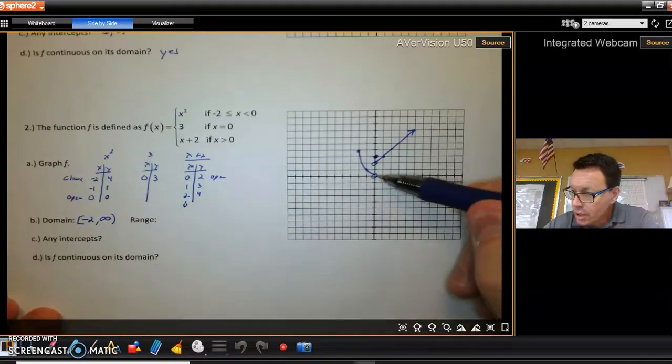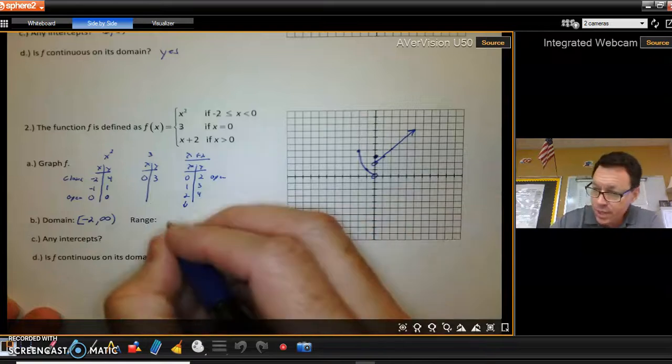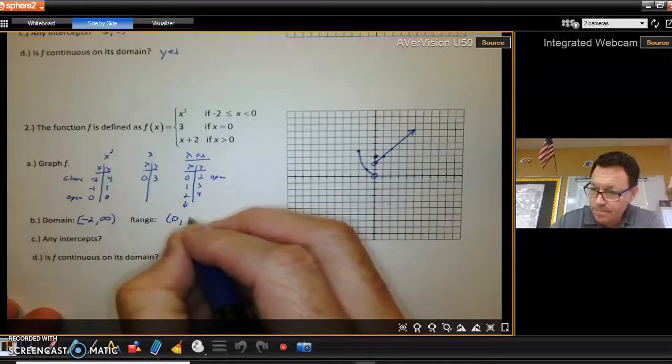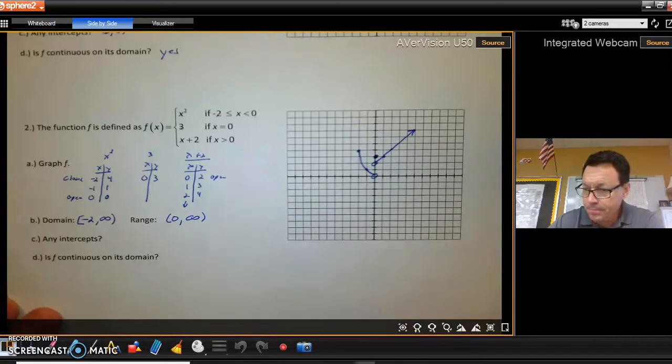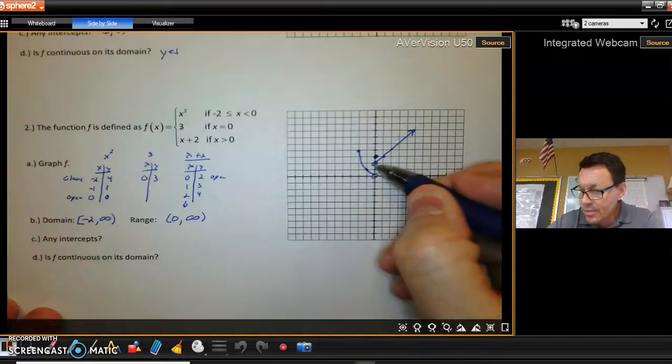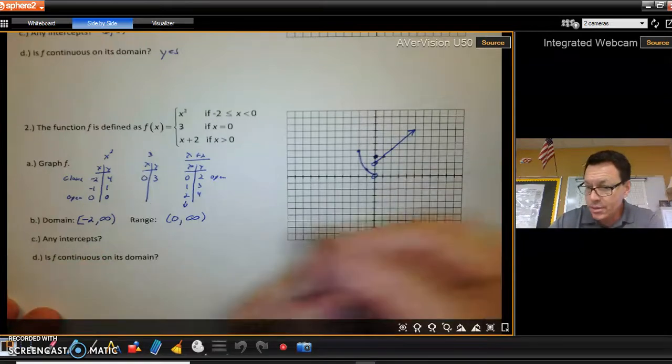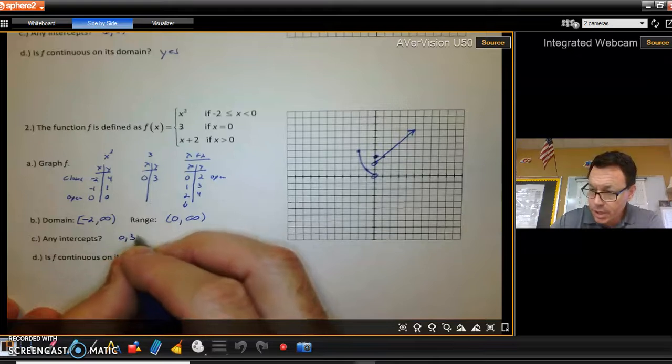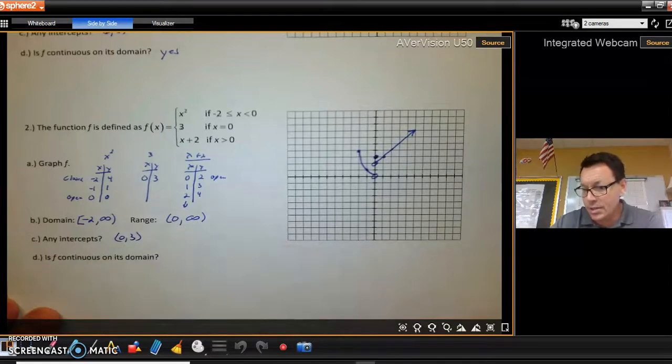Our range, the lowest is 0. Now, we don't include the 0 because of that open circle, but it does include everything to infinity. So 0, parenthesis, infinity. Any intercepts? This is not an intercept, this is not an intercept, but that is. So 0, 3 is a y-intercept.